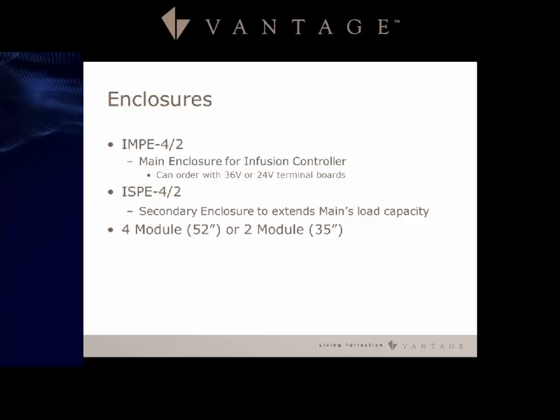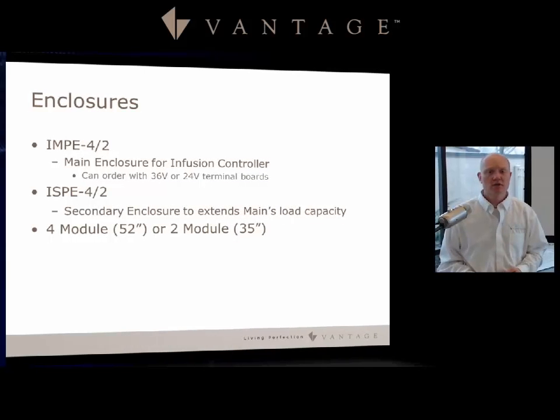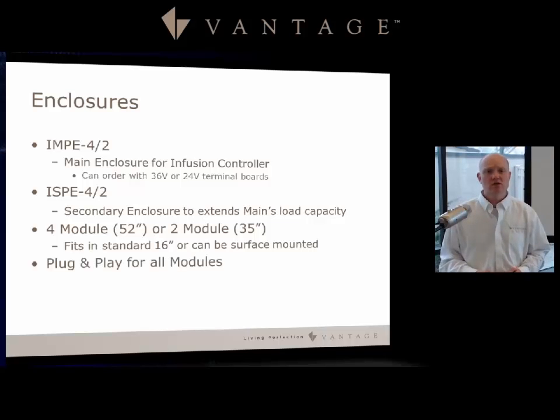And this secondary enclosure is basically designed to extend the amount of loads that the master controller can run. The 4 module can is 52 inches tall and the 2 module can is 35 inches tall, and I'm going to take you over here in a second to show you those. It does fit in a standard 16-inch stud, and it also can be surface mounted. And it also is plug and play for all the modules, which I'll demonstrate here in a moment.